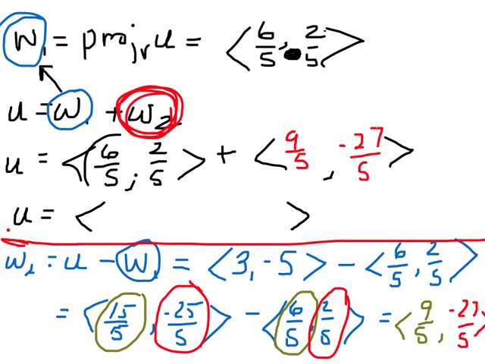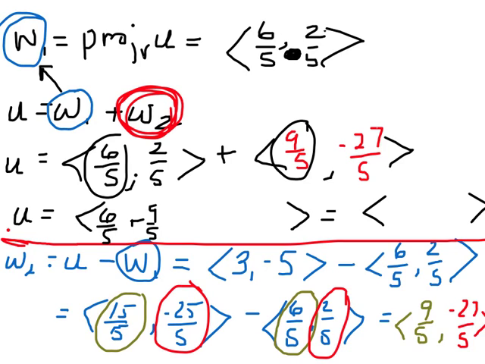So remember, I'm going to add the X parts together, 6 over 5 plus 9 over 5. I'll go ahead and do that addition: 6 over 5 plus 9 over 5 is 15 over 5, which is just 3. Okay, and now let's do the Y part. Let me pick a different color so that we can follow what's going on. I'm going to put 2 over 5 plus -27 over 5.